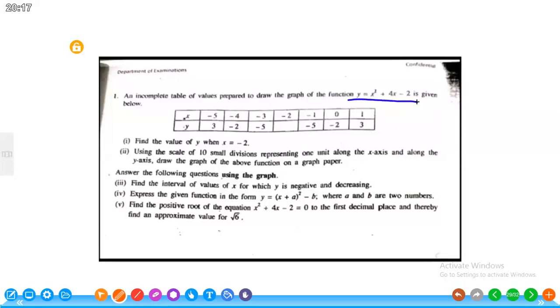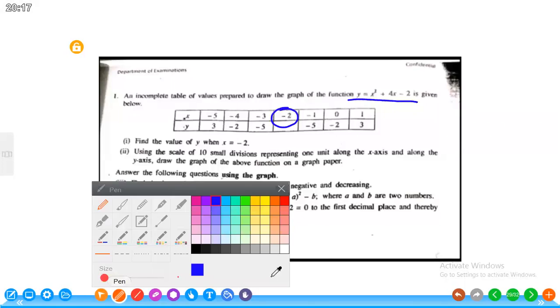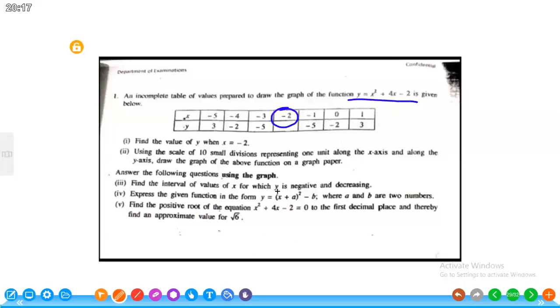First one, find the value of y when x is equal to -2. You have to substitute x is equal to -2 in this equation. Here, the equation is given: y is equal to x squared plus 4x - 2. So, when x is equal to -2, here (-2) squared plus 4 into (-2).